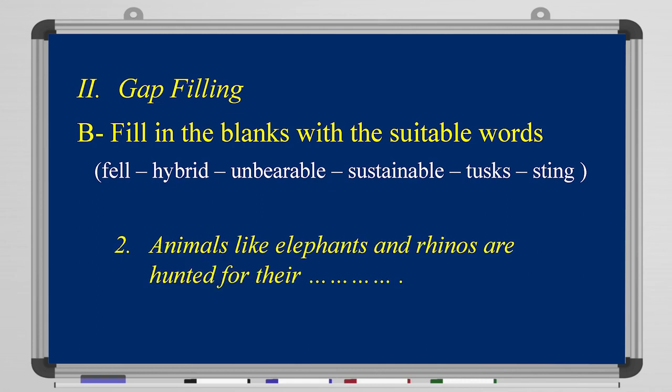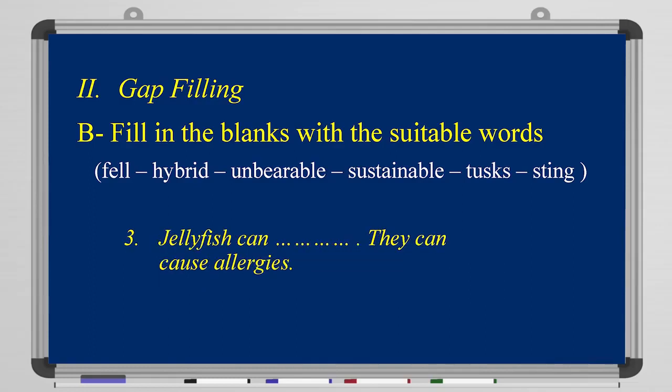Animals like elephants and rhinos are hunted for their tusks. Very good. It's easy because of the word elephants, right? Let's look at number 3. Jellyfish, they can cause allergies. So a jellyfish, what can it do to you? It can sting you. Very good. Excellent. I'm sure you got those right. So let's look at now the reading comprehension.